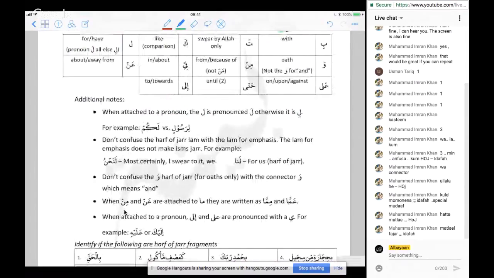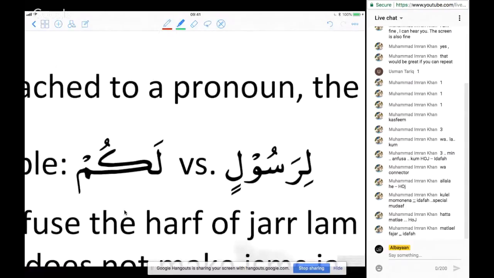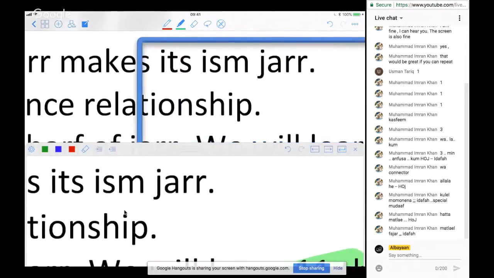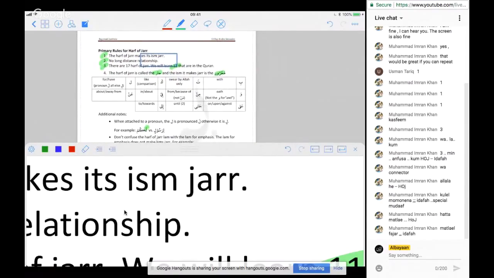The lam, there's a harf of jar which is lam. Now, when this lam is used with a pronoun, it is usually having a fatha. You see this? It usually has a fatha. When it is used with a pronoun, it usually has a fatha. Let me just do it differently. That's easier because it keeps things in focus.